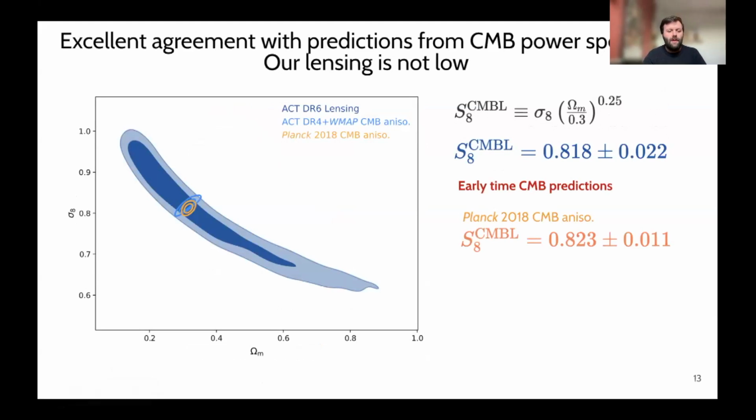So you can see here in blue is the combination of sigma 8 and omega matter that we constrain. The best constrained parameter combination is this S8 CMB lens combination written here. And a key result is that our lensing measurements are not low, and they're in very good agreement with, again, the early time CMB predictions based on Planck shown here, for example, in orange.